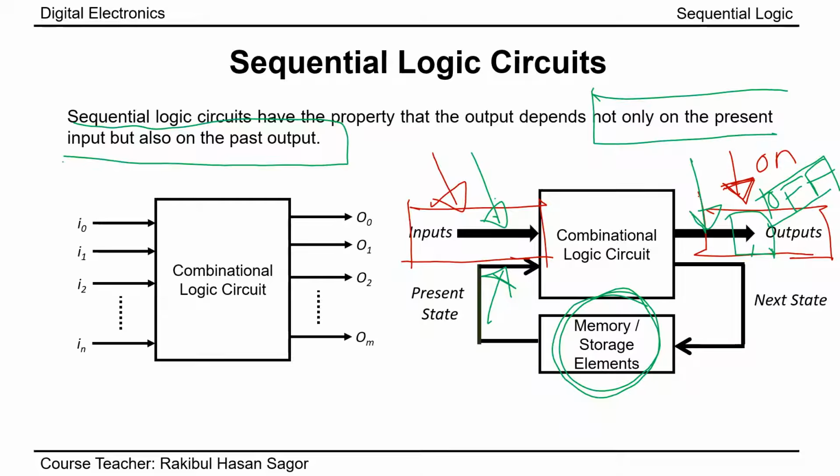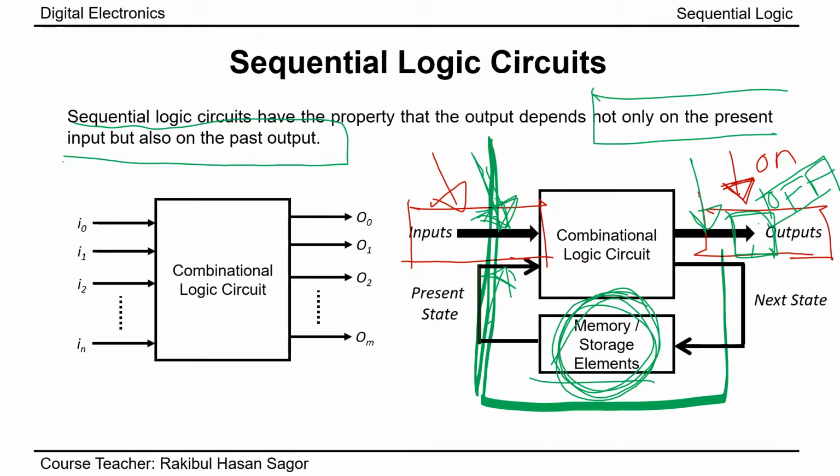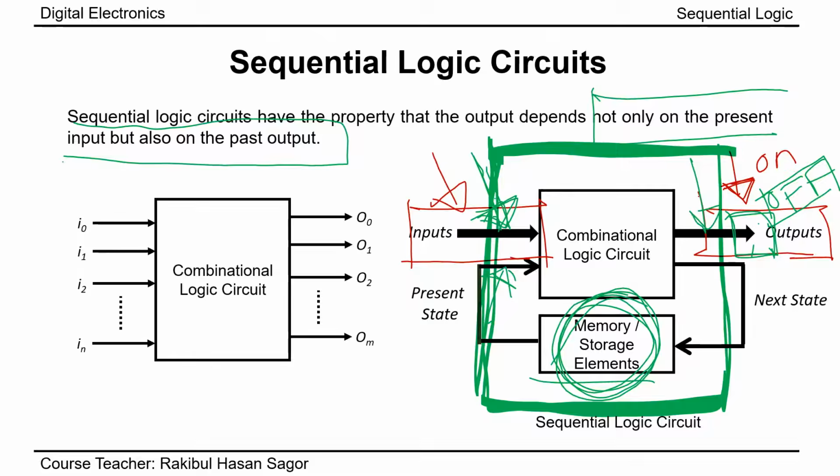This output depends not only on the present input, but also on the past output that was stored in this memory element. So combinedly, this complete block is known as a sequential logic circuit.